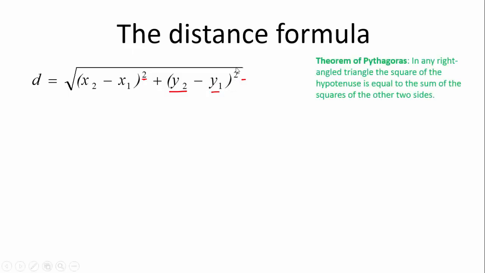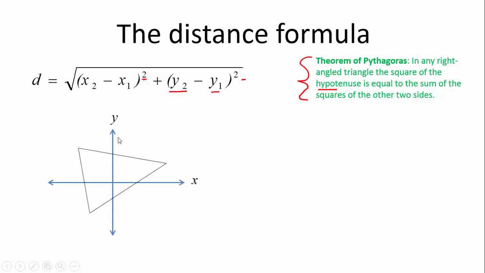Okay, let's move on. The theorem of Pythagoras says, in any right-angled triangle, the square of the hypotenuse is equal to the sum of the squares of the other two sides. Why do I tell you this? Why is it worth remembering? Just put that there, keep it on the shelf, we're going to get back to that. We have our triangle and our Cartesian plane, and we're going to look at an example.